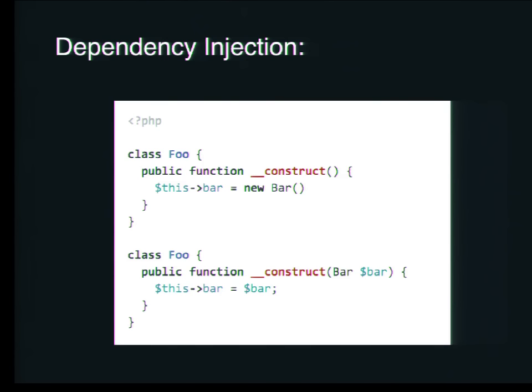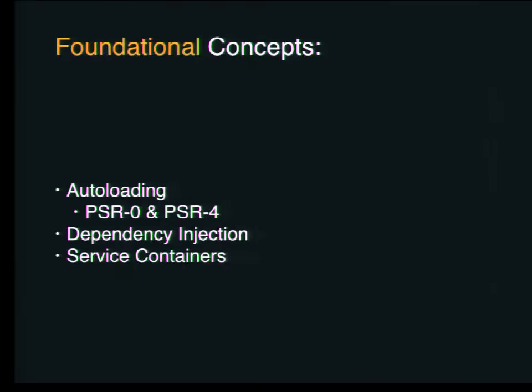And so this is this notion of dependency injection. We use this all over core. But this can be very difficult when you get multiple dependencies upon dependencies upon dependencies. Like if the bar class required a baz class and so on and so on, that gets really difficult to instantiate. So we have this whole other crazy thing called service containers.